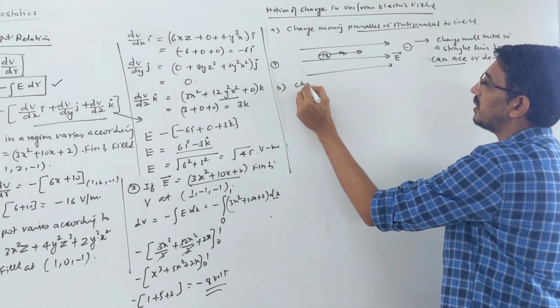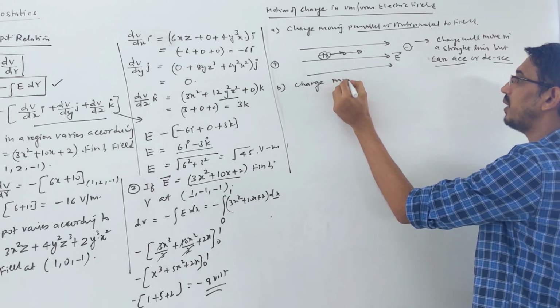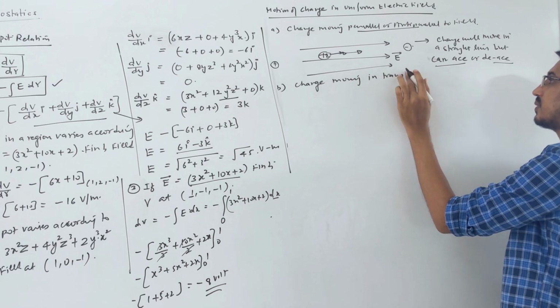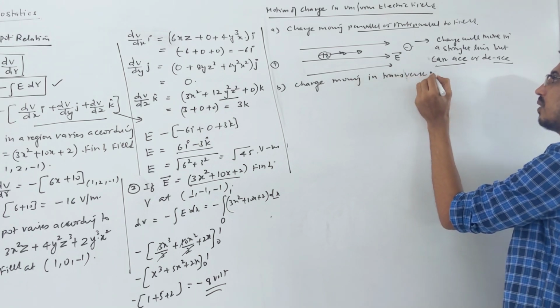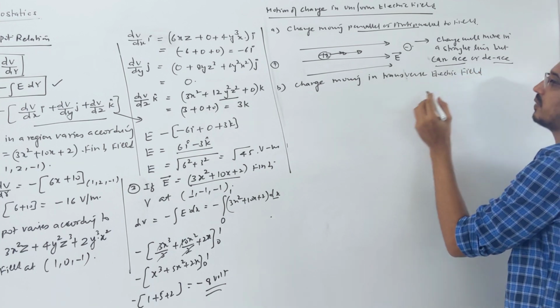Now suppose a charge moves perpendicular to your electric field. Charge moving transverse to the electric field. Transverse means perpendicular.